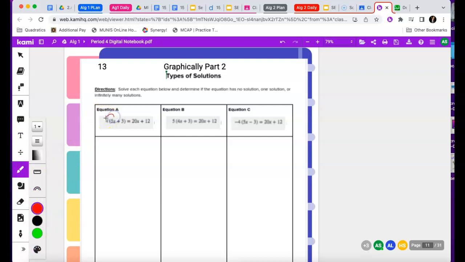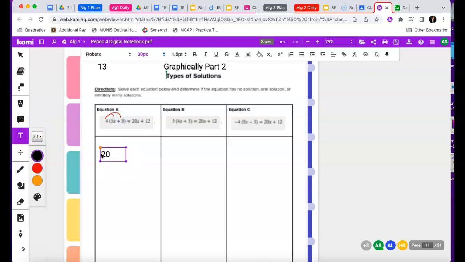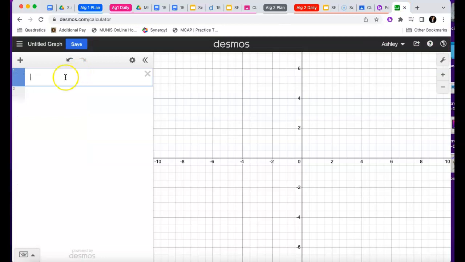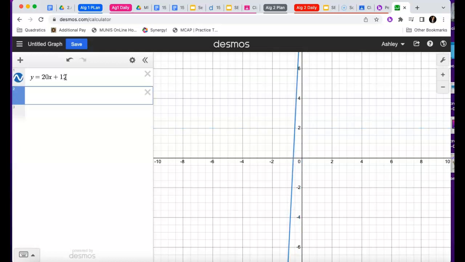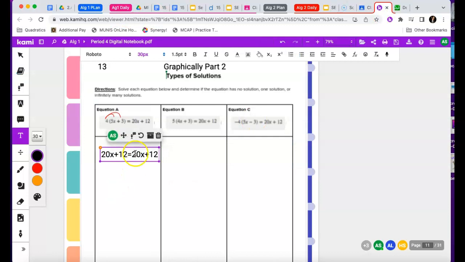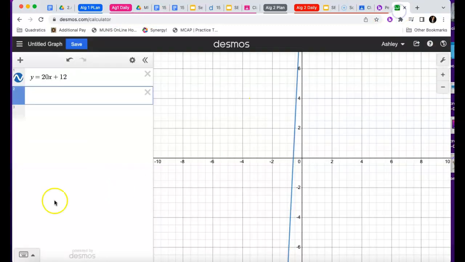So 4 times 5x and 4 times 3. We get 20x plus 12. That's equal to 20x plus 12. Notice there were no parentheses to distribute on this side. So when I solve an equation that looks like this, I need to plug it into Desmos. Remember, we type in y equals the left side of the equation, 20x plus 12, and then we type in y equals the right side of the equation, 20x plus 12.